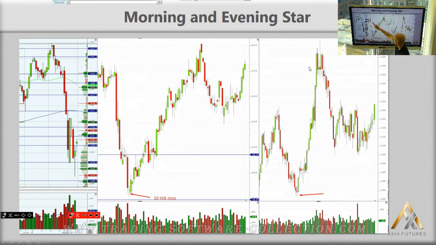And it reverses the whole move. So that ultimately is your sort of big target on that move. You get another little added confirmation there as you break this high. That keeps you in. But, whoops, it is another morning star that ends the move.